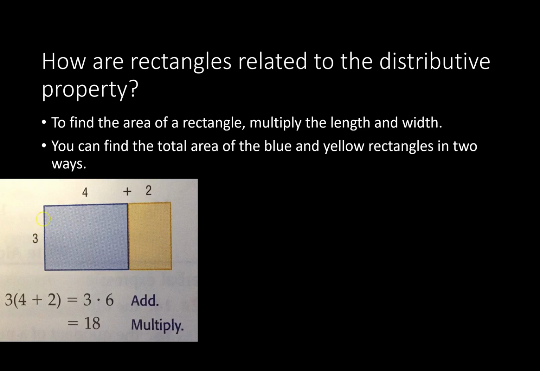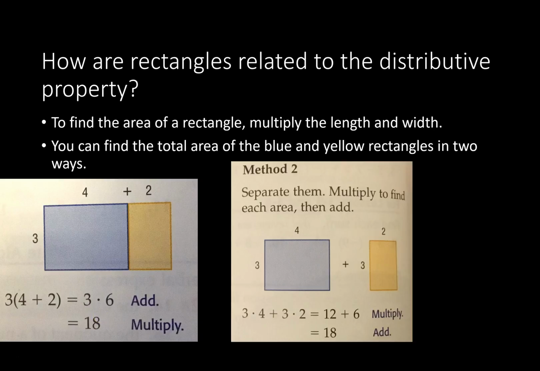I can say this is length or height and width. I can multiply 3 times 4, and then there's also a height here of 3 times 2. So this is a way to think of the distributive property. This side multiplied by this side, and this by this, puts them together, and then you add them together.